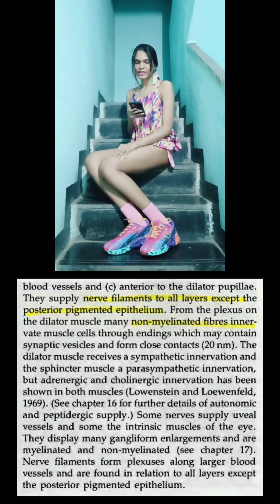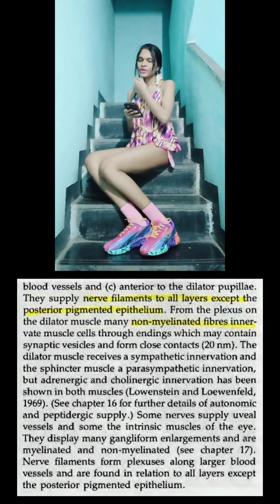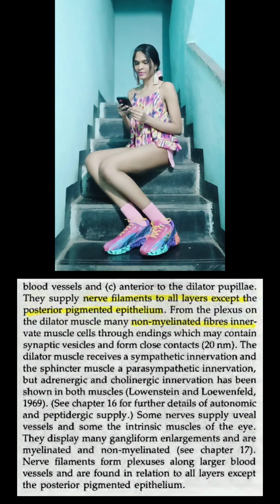Some nerves supply uveal vessels and some the intrinsic muscles of the eye. They display many gangliform enlargements and are myelinated and non-myelinated. Nerve filaments form plexuses along larger blood vessels and are found in relation to all layers except the posterior pigmented epithelium.